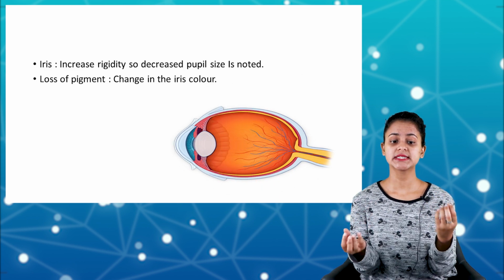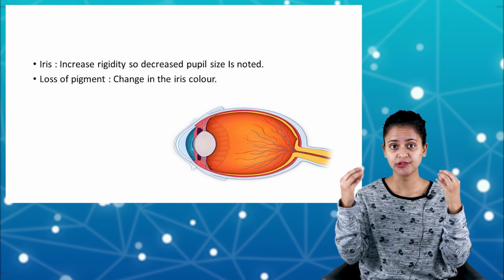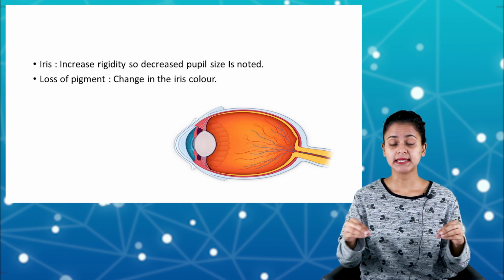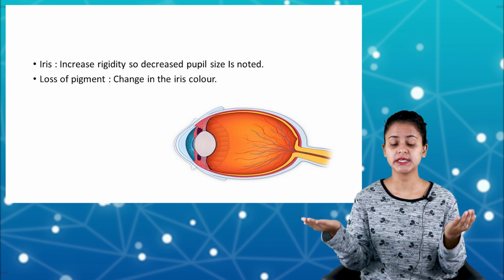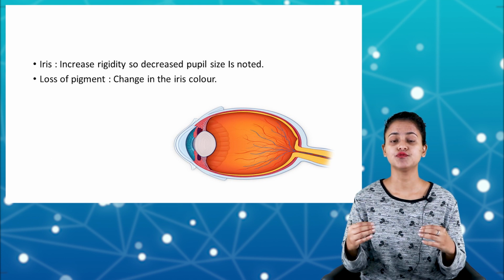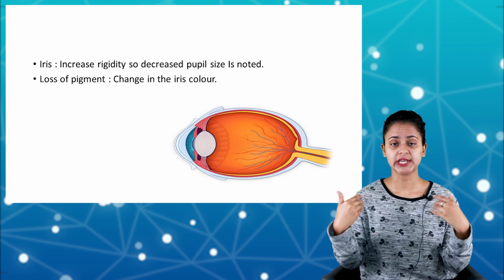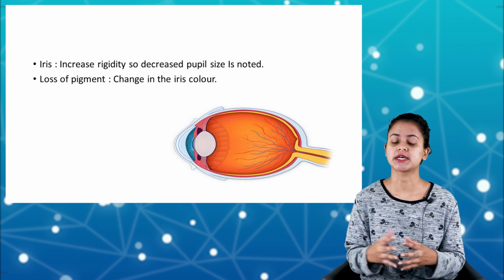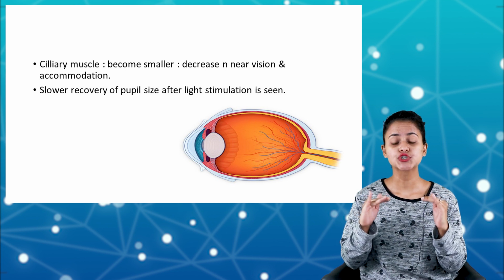So we are going to see there will be increased rigidity of the iris within the eyes. That is the reason often the pupil size of the individual will be decreased here. Loss of pigmentation will be present, so iris color will be changed with the aging process. Ciliary muscles also will become smaller.